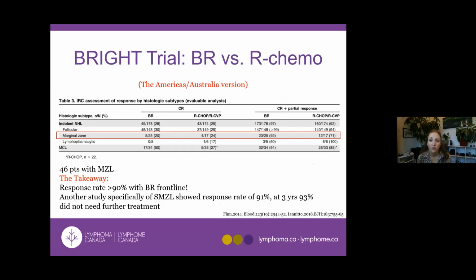Again, this is the same sort of study that was done in the Americas and Australia. And here I just want to point out that when you look at complete remission and partial response, which would be considered responders, it's 92% for patients with marginal zone lymphoma. So again, over 90%. Very good. There was another study that specifically looked at splenic marginal zone lymphoma, showing a response rate of 91%. And at 3 years, most patients did not require further treatment. So we know that patients have a very, very good response when we do start chemotherapy on average.